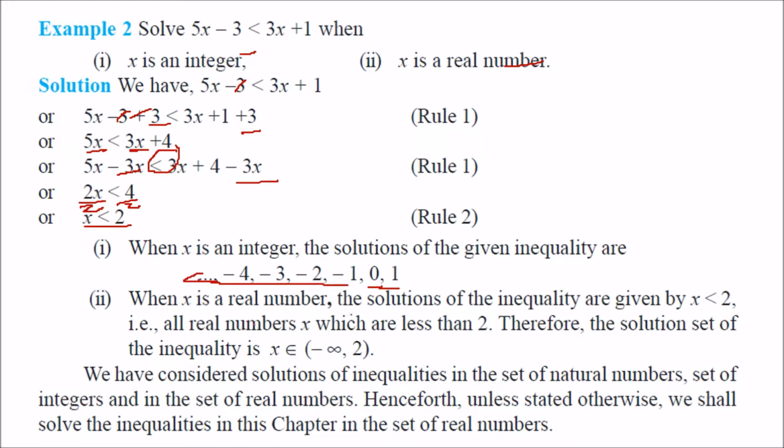Then if x is a real number, since it is less than 2, how are you going to write? The answer is x belongs to, this is less than 2, so 2, and here you will take minus infinity. Same way like this, but here all the values are going to be taken because this is a real number, not an integer.